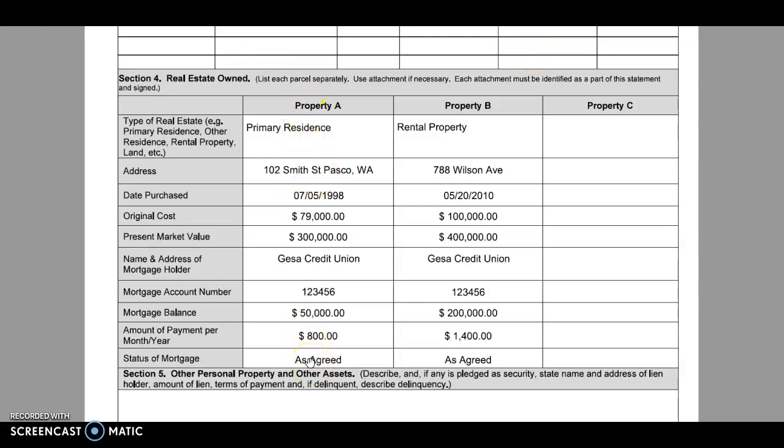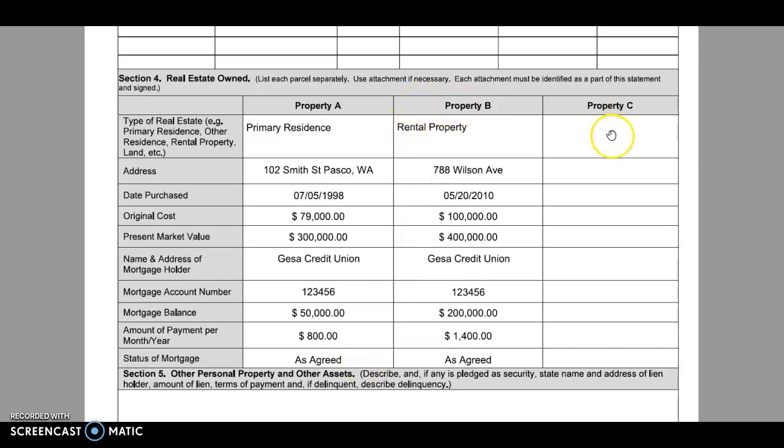Property A is always going to be your primary residence if you own, and so you're going to fill out all your information: address, date purchased, the original cost of the property. If you don't remember, you can get close. Present market value, you can look at Zillow or Redfin is a great example. The address of the mortgage holder, the account number. If you don't know it, you can leave it blank. Mortgage balance, how much do you pay per month, and the status of your mortgage, either are you behind or are you as agreed.